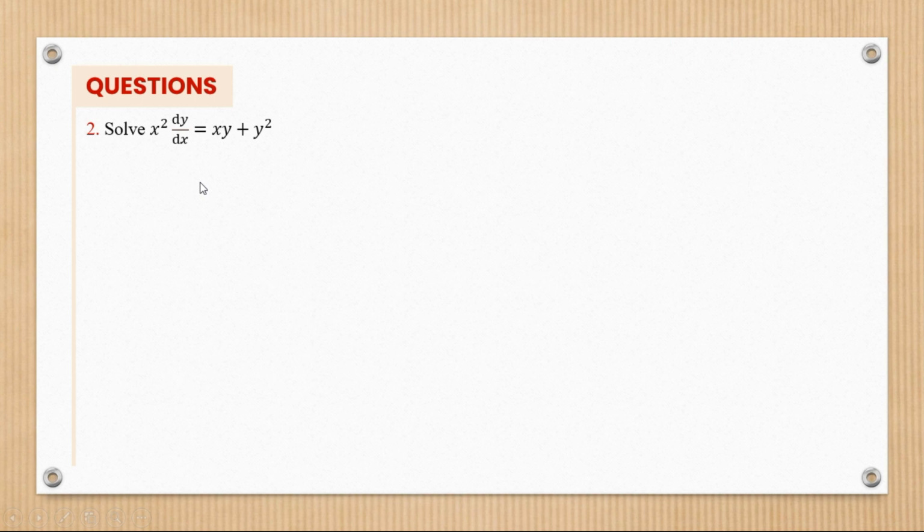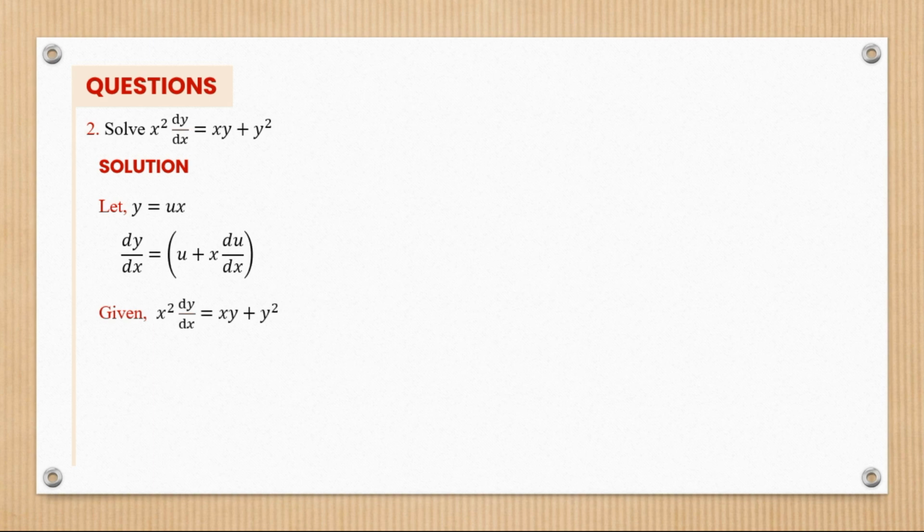So we're going to solve it the way we did the first number. We're going to let y be equal to ux, and then we know that dy dx should be u plus x du dx. Then given this differential equation, wherever there is dy dx, we shall replace it with this, and where there is the value of y, we shall place ux, and this is what we end up having.